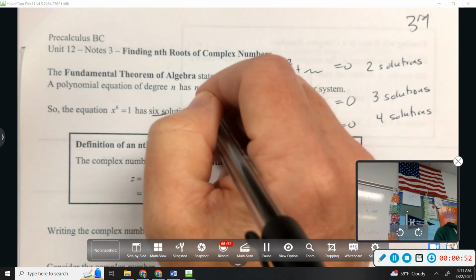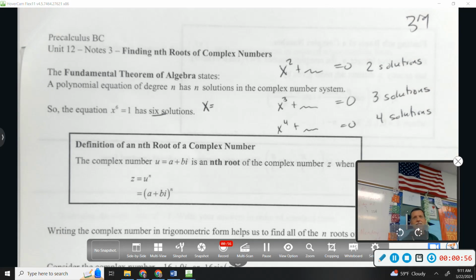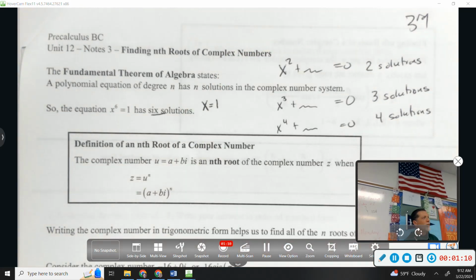You probably know some of the answers. What to the 6th would equal 1? 6 to the 6th? I don't know what 6 to the 6th is. That's not 1. So what to the 6th power would give me 1? 1 to the 6th would give me 1. 1 times 1 times 1 times 1 times 1 times 1. Anything else multiplied by itself 6 times? Negative 1.